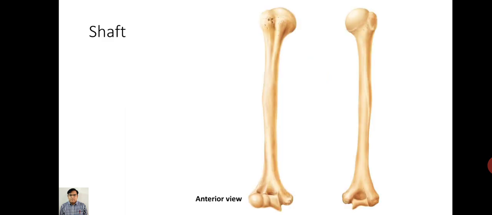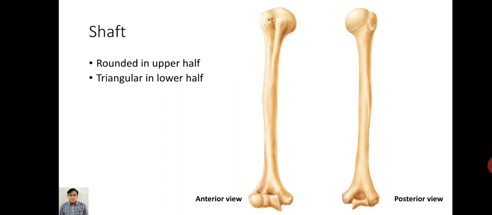Now the shaft, anterior and posterior view of the humerus. In upper half, it is rounded in shape. If we take a cut section of upper half, it is rounded, and if we take a cut section of lower half, it is triangular in shape, like this. It is having three borders: anterior border, lateral border and medial border. Anterior border, this one passes through the lateral lip of bicipital groove and runs downwards.